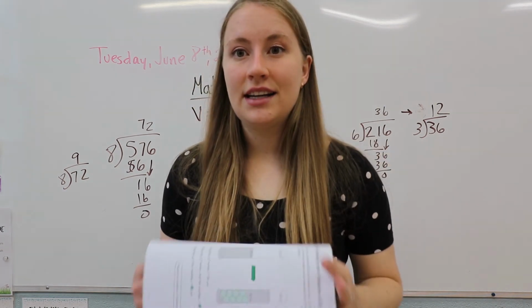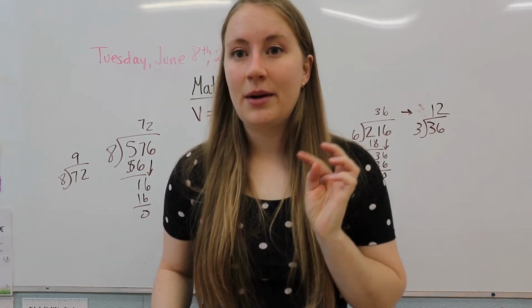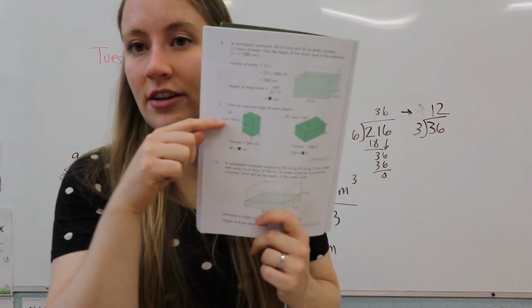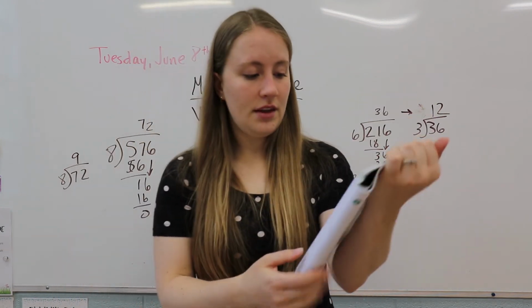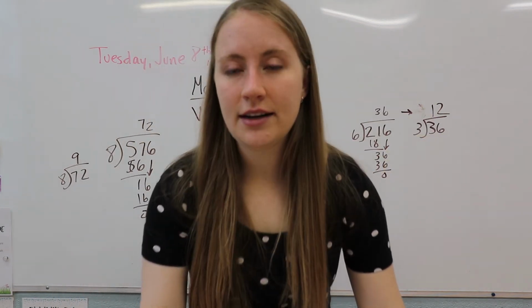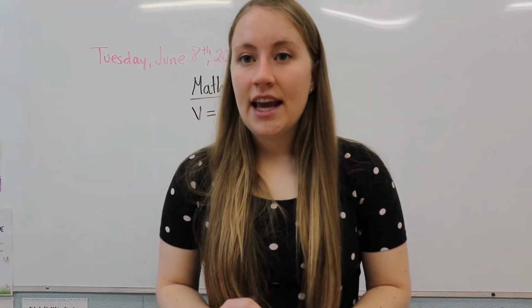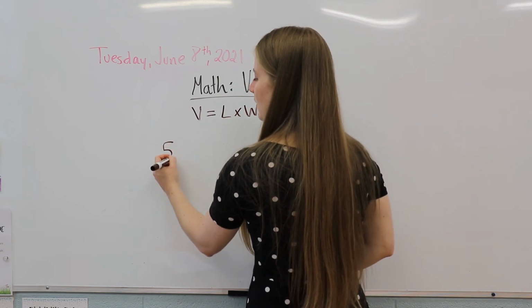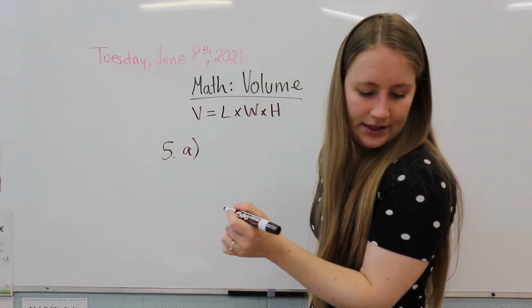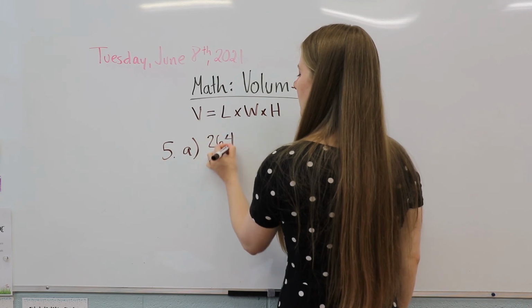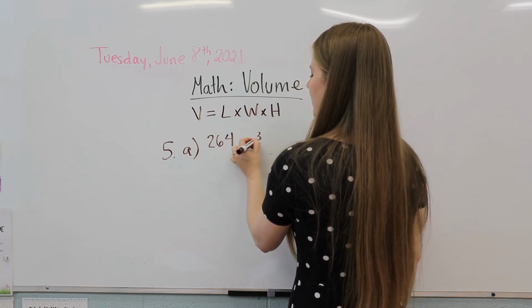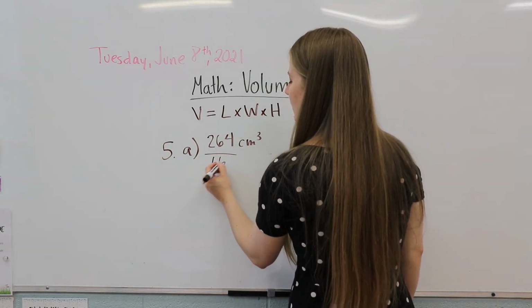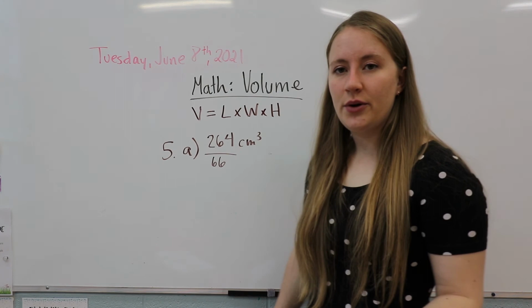And now we're gonna come back to the idea that we can take volume divided by area. So we're gonna flip the page and go to page 82, and we're just looking at number 5 on this page, okay? On this page, they've given us a volume and an area. So we are gonna take our volume and divide it by our area. So for 5A, our volume is 264 centimeters cubed, okay? And our area is 66 centimeters squared. Okay, so we have to do 264 divided by 66.